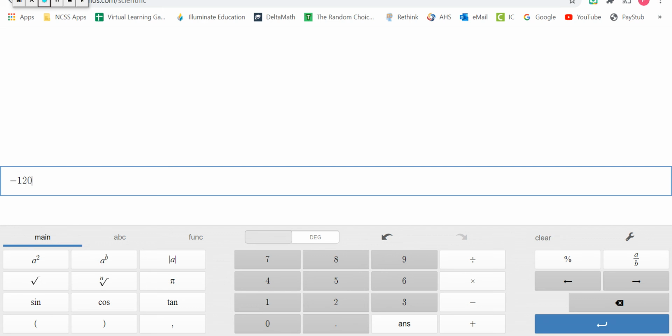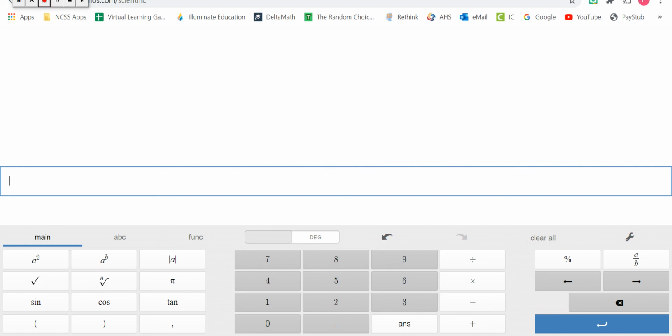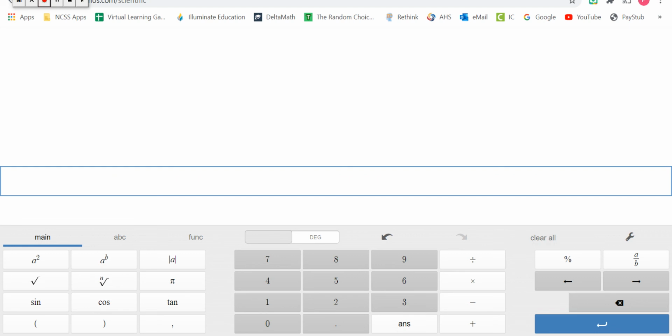Negative 120 divided by 5 is negative 24. That was to help me find my factor. So I can say 5 and negative 24 are factors of negative 120. So I'm going to say, well, negative 24 plus 5, does that help me out? Negative 24 plus 5, that's negative 19. So that's not giving me what I want. I'm trying to get this down to negative 7.